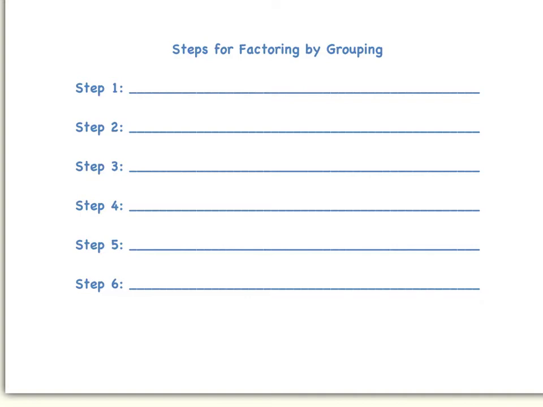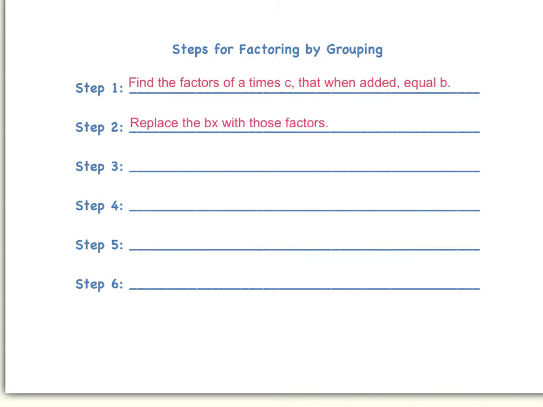for x. Step number 1 is to find the factors of a times c that when added equal b. In this lesson video, we are learning how to solve quadratic equations whose a value is not equal to 1. It could be 2x squared, 3x squared, or something like that. So instead of finding the factors of the c value, we have to find the factors of the a value times the c value.